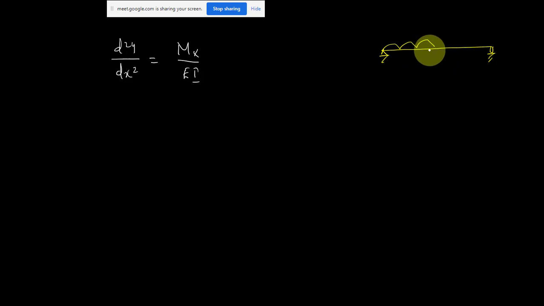For that, we will do a very simple thing. I will simply add some load. The same intensity of load I will add here, and also I will add some load here also. So what I have done, the actual beam is something like this. After that I don't have any loading.